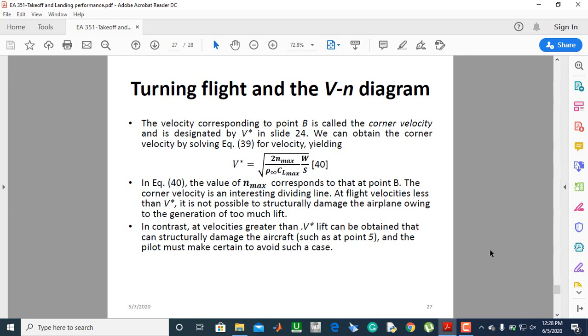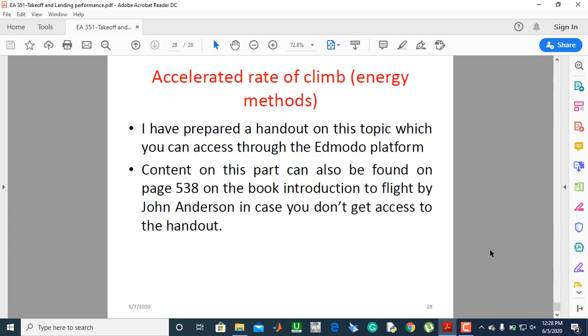Velocity V star is an interesting dividing line. At flight velocities less than V star, it is not possible to structurally damage the airplane owing to the generation of too much lift. In contrast, at velocities greater than V star, you obtain lift that can structurally damage the aircraft, such as at V5, which is in the structural damage zone, and a pilot should ensure that he avoids such a scenario.